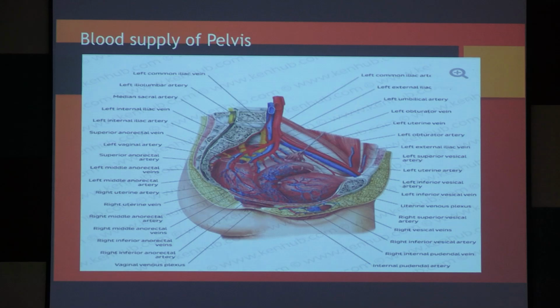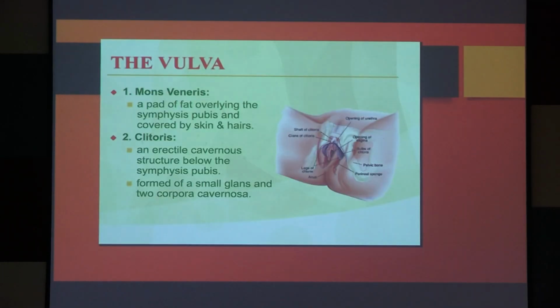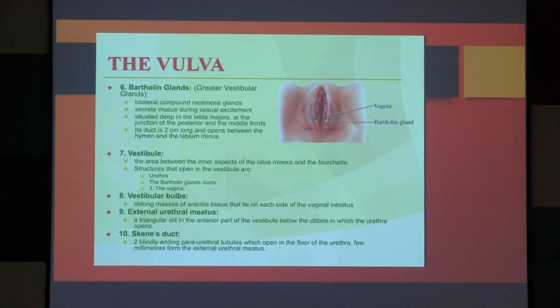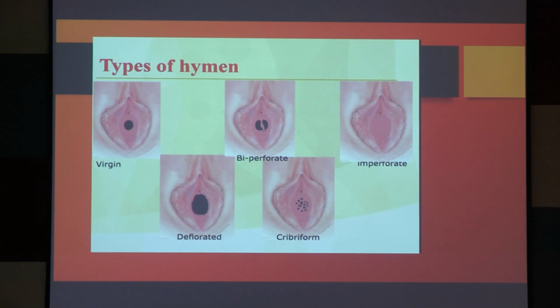This is the plexus, this is the vessel, external genitalia, not so important. The hymen is important, it may be imperforate. It may be cribriform, it may be like this, usually deflorated, it may be bifid. So this is the virgin hymen, and this is the penetrated hymen. If you can feel the circular ring around your finger, that means it is a virginal hymen.